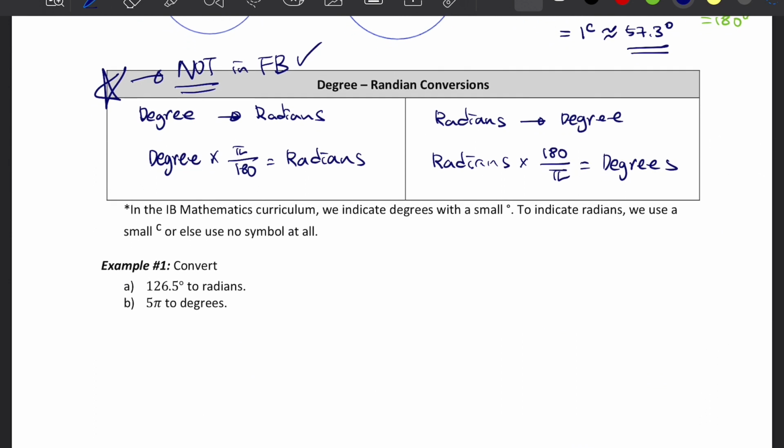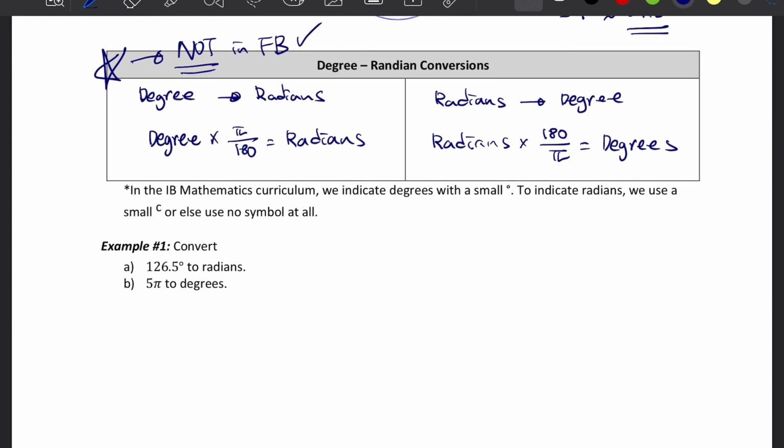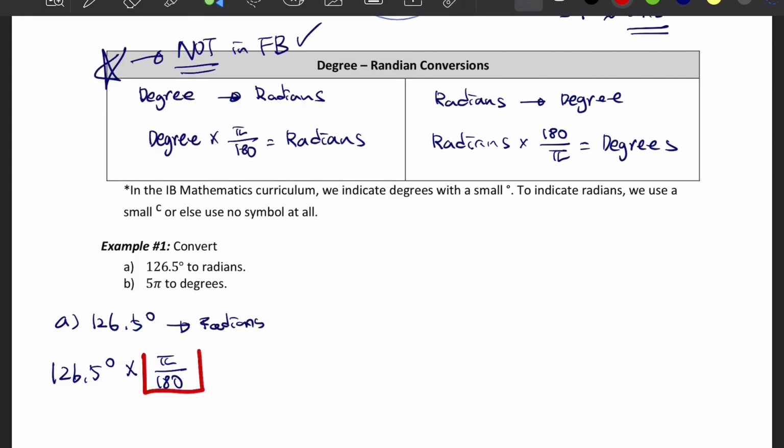Let's do an example. Question A says we have to convert 126.5 degrees to radians. In order to do this, we multiply 126.5 degrees by pi over 180, which is the conversion factor, and we get approximately 2.21 radians.